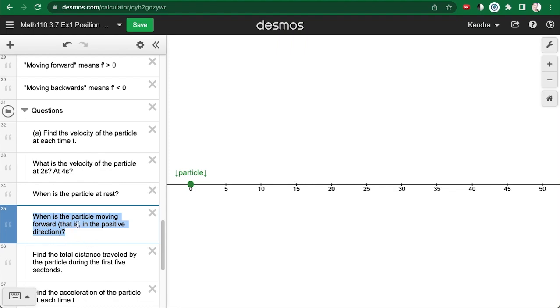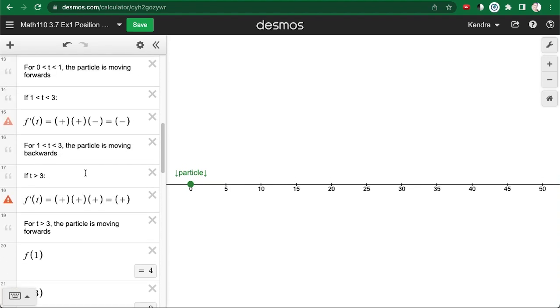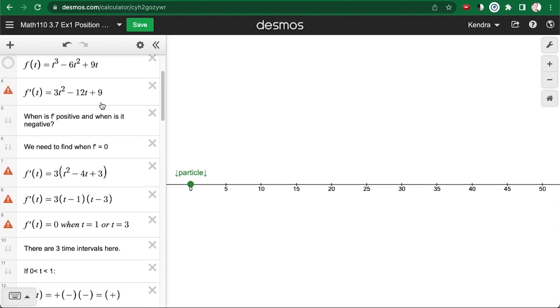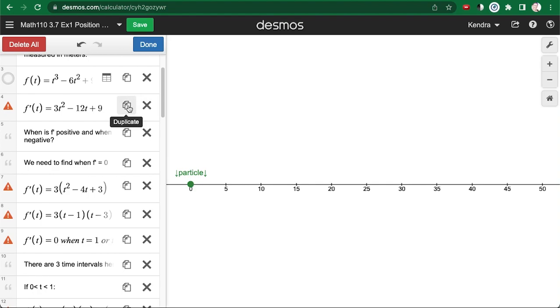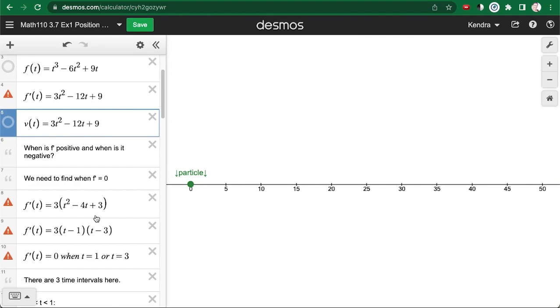And so now we know we can find the velocity of the particle at 2 seconds and at 4 seconds. And the velocity is really the derivative of the position. That f prime of t is velocity. Okay, so I can copy that, this is velocity. I'll call it v of t for velocity, okay?